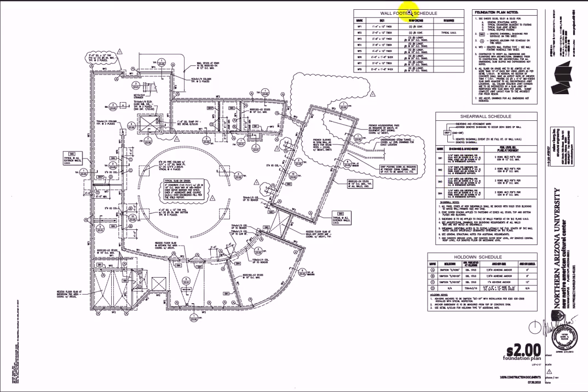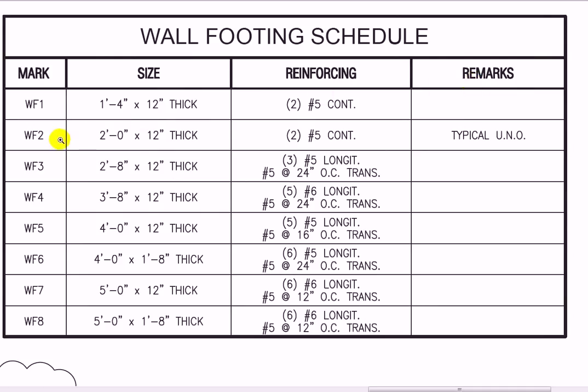And what I see over here is the wall footing schedule. So let's jump over here. So wall footing 2, 2 feet wide, 12 inches thick. It has 2 number 5 bars continuous. Continuous means they put the bars in and they have to put lap splices, and again the distance in the lap splice will be told by the drawings, by the specifications.